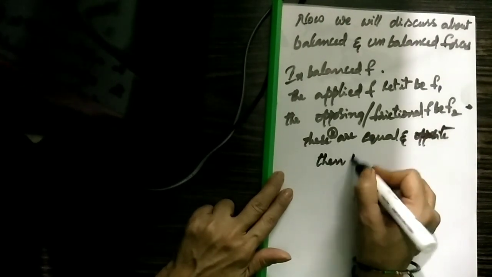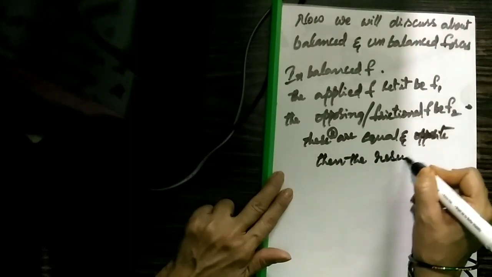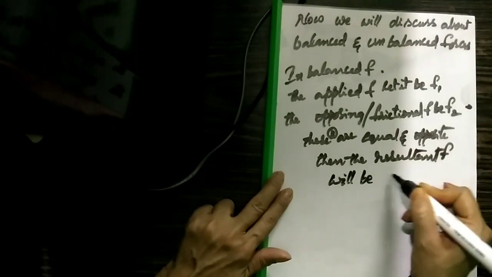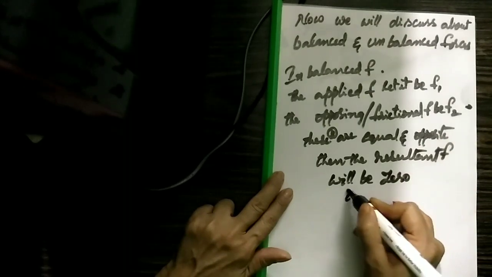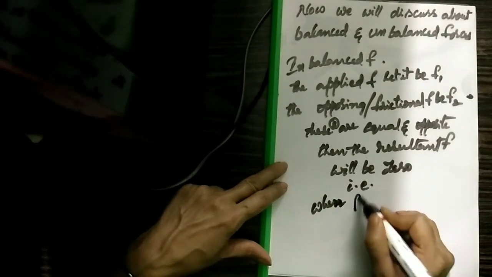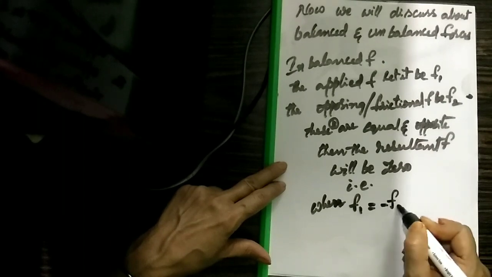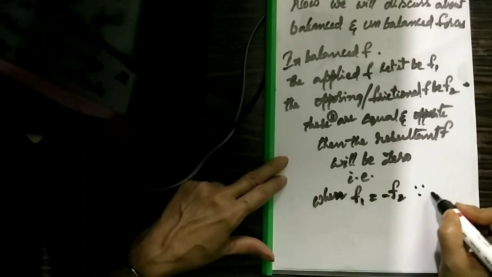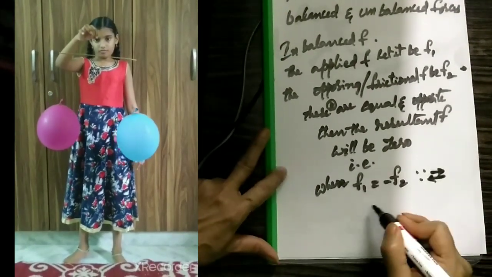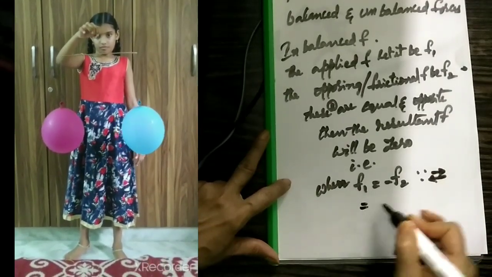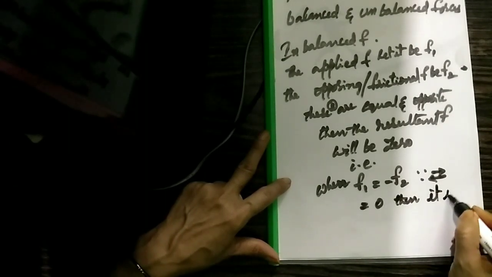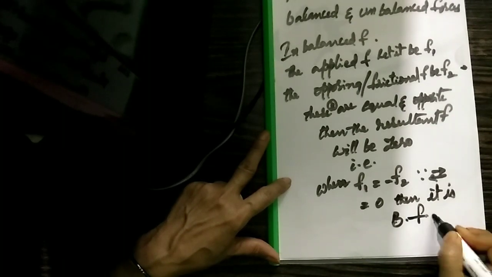Then the resultant force will be 0. That is, when F1 is equal to minus F2, since they are opposite in their direction, the resultant is equal to 0, then it is balanced force.